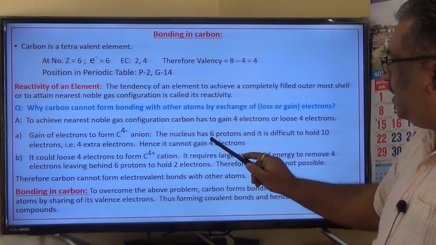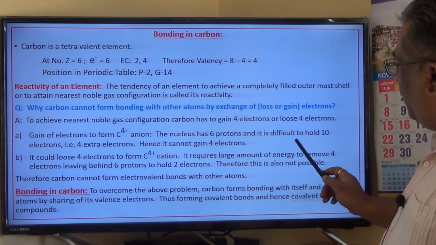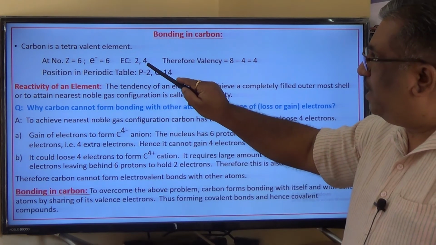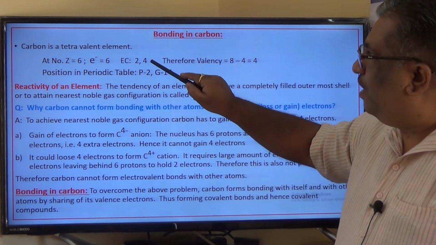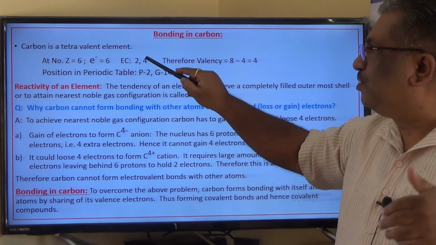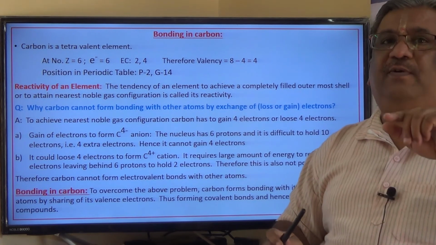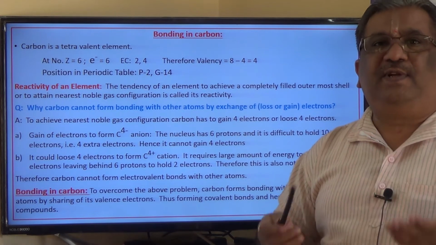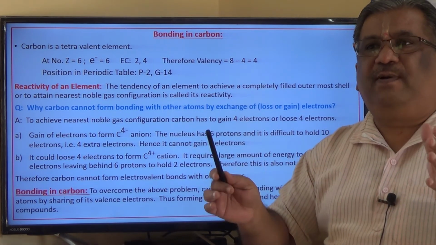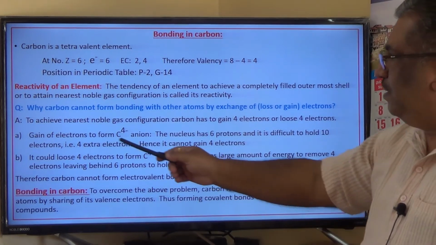Let us see. The nucleus has 6 protons because the atomic number of carbon is 6. It is very difficult to hold 10 electrons in place. How have these 10 electrons come? If carbon gains additional 4 electrons from the neighboring atoms, 4 plus 4, 8 electrons in the valence shell, plus 2 electrons in the penultimate shell, just before the valence shell. So 4 plus 4, 8 plus 2, 10 electrons. These 10 electrons are to be held in position by 6 protons present in the nucleus. Protons are positively charged, whereas the 10 electrons are around the nucleus. It is very difficult for 6 protons to hold 10 electrons in position because the force of attraction is not enough.